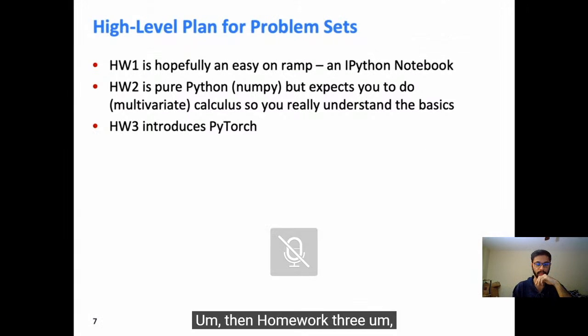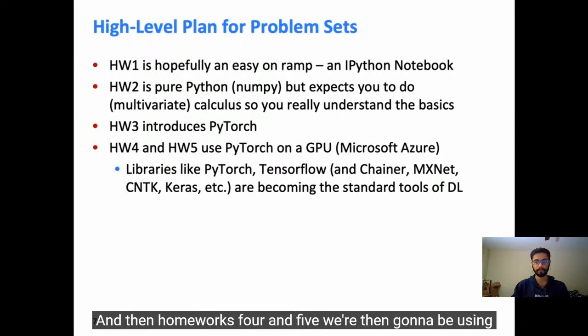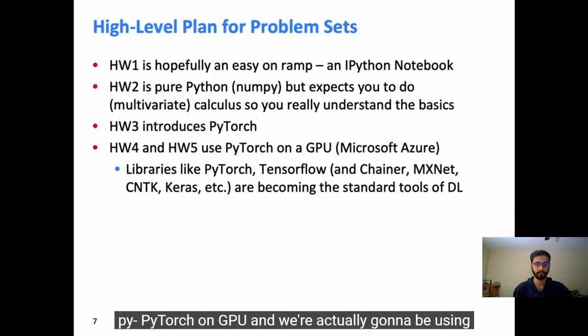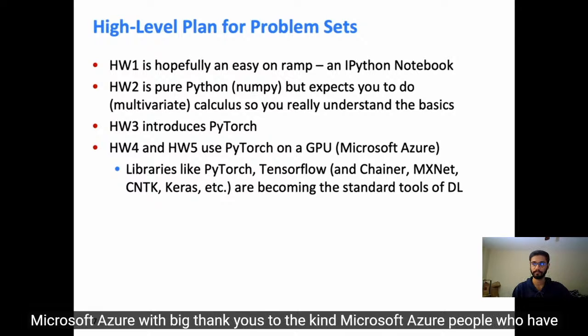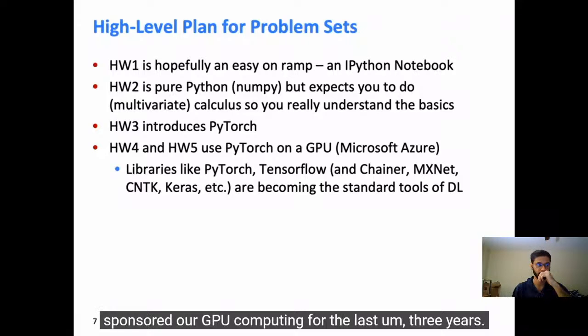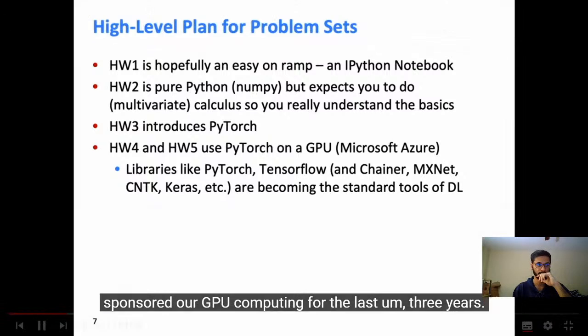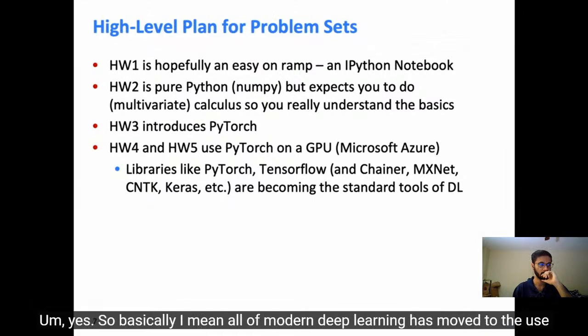Homework 3 will start us on using PyTorch. And then homeworks 4 and 5, we're going to be using PyTorch on GPU, and we're actually going to be using Microsoft Azure, with big thank yous to the kind Microsoft Azure people who've sponsored our GPU computing for the last 3 years.